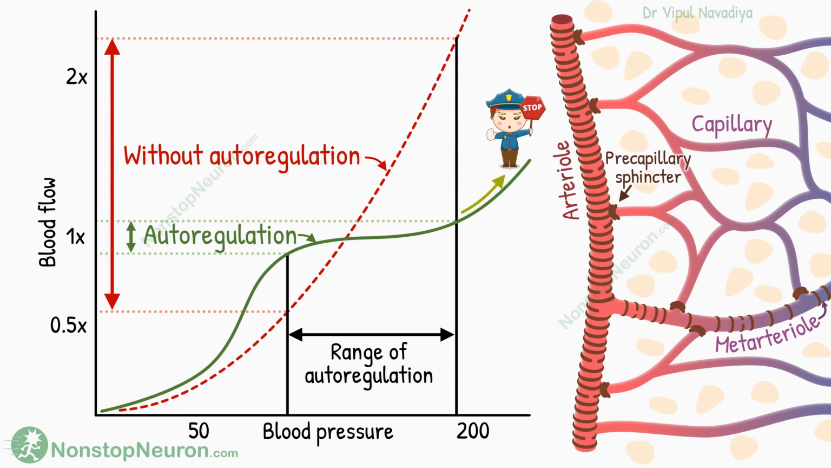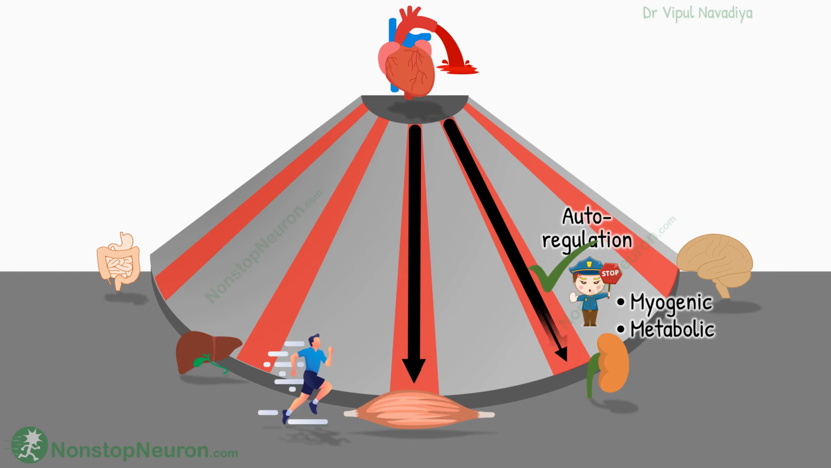Yes, even autoregulation also fails with too much increase or decrease in pressure. But within the physiological range of pressure, it does a great job. So this is how autoregulation prevents changes in blood flow in those organs where it's not needed.